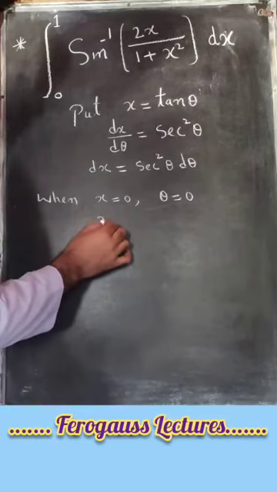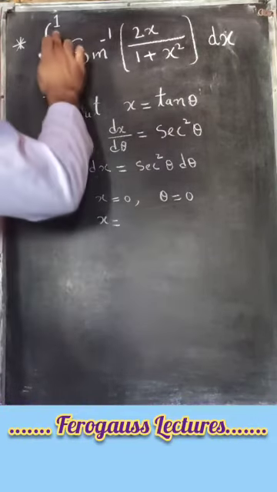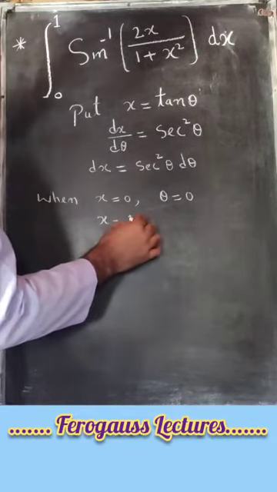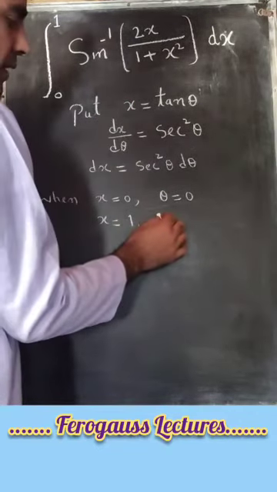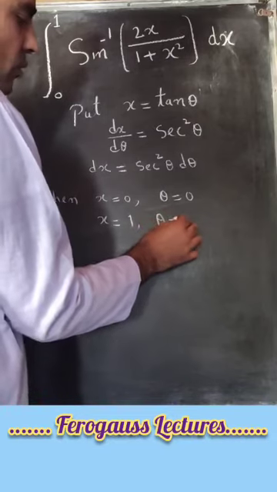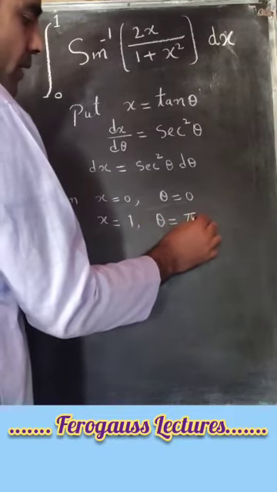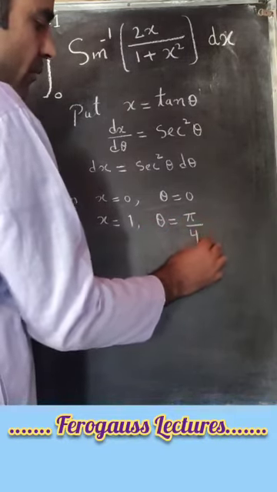Also, when x is equal to 1, we get tan theta is equal to 1. So at that time theta is equal to pi by 4, because we know that tan of pi by 4 is equal to 1.